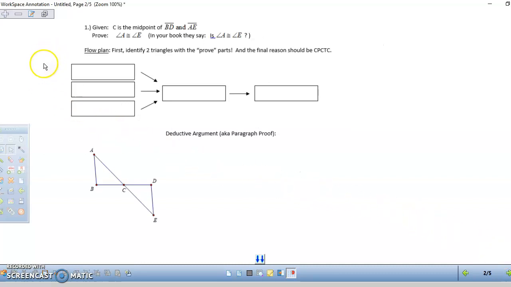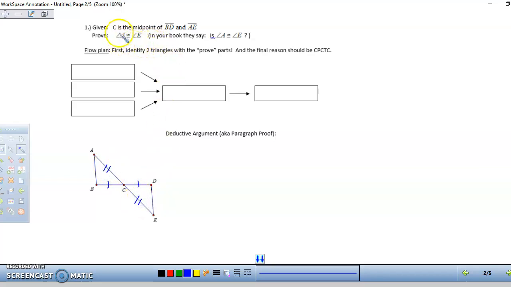Okay, so if you read through the book examples, they had some really good examples of paragraph proofs, but we are going to add in a little flow plan because this visual sometimes helps you. You're always going to mark the picture with what you are given. Here I'm given C is the midpoint of BD. So if C is the midpoint of BD, then those are congruent. Also the midpoint of AE, and therefore these segments are congruent.